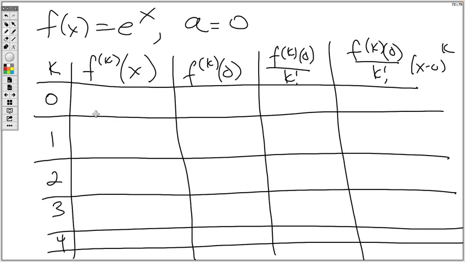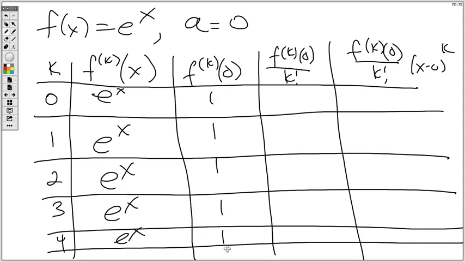But this table is going to get awfully boring, because what's every single derivative of e to the x? E to the x, e to the x, e to the x, e to the x, e to the x. Which means the derivative evaluated at 0 is always what? 1. So it's 1 over 0 factorial, 1 over 1 factorial, 1 over 2 factorial, 1 over 3 factorial, 1 over 4 factorial. You with me or not?